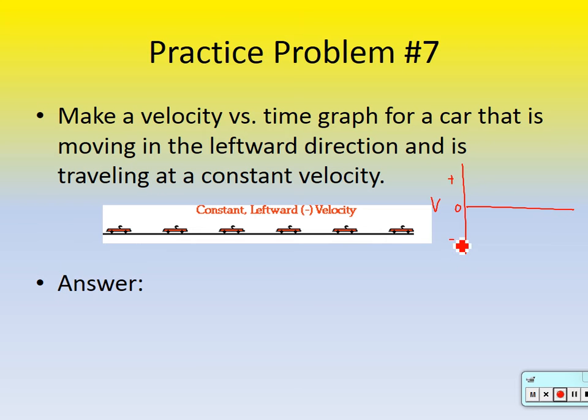Dawson back there, it's going left. So am I going to be upstairs where positive velocity is or downstairs where the negative is? Down. Okay, we're going to be down here. It's going left. It's got negative velocity. And it's traveling at constant velocity. So what is that telling us?